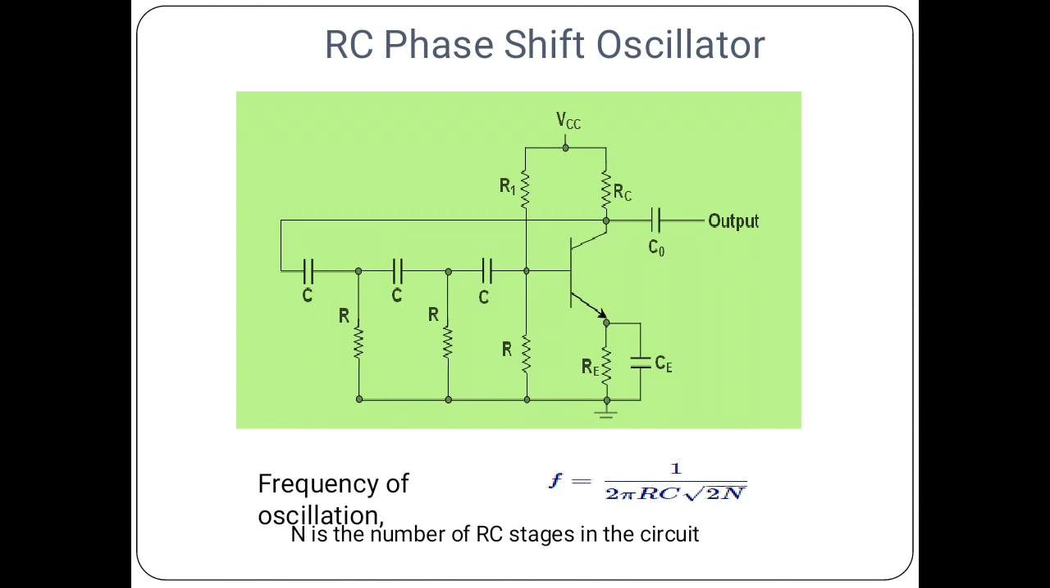Here, the frequency of oscillation of RC phase shift oscillator is defined as f is equal to 1 by 2 pi RC root N, where N is the number of RC stages in the circuit. In this circuit, we have 3 RC pairs, so f is equal to 1 by 2 pi RC root 6.